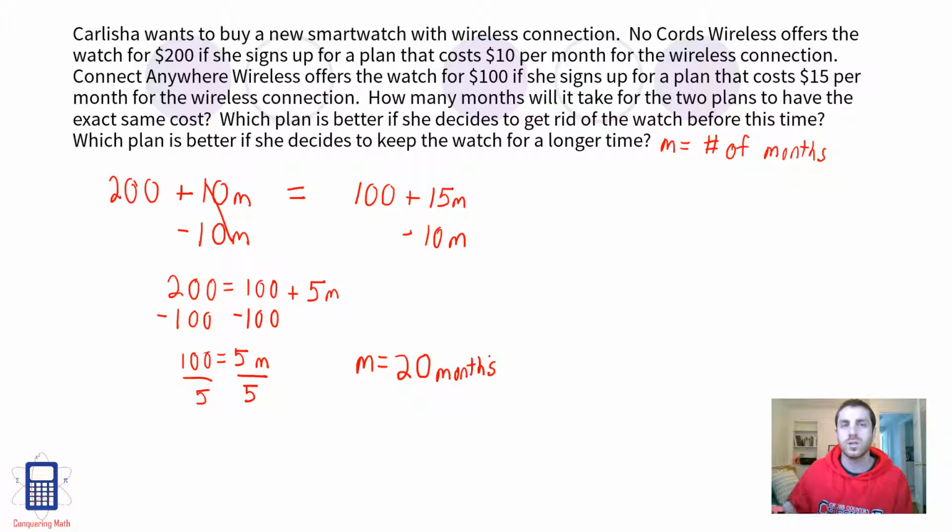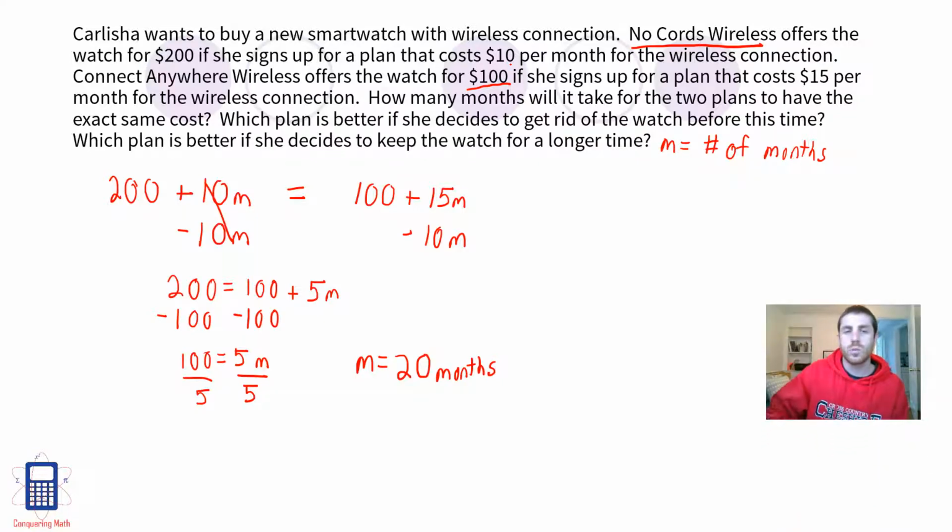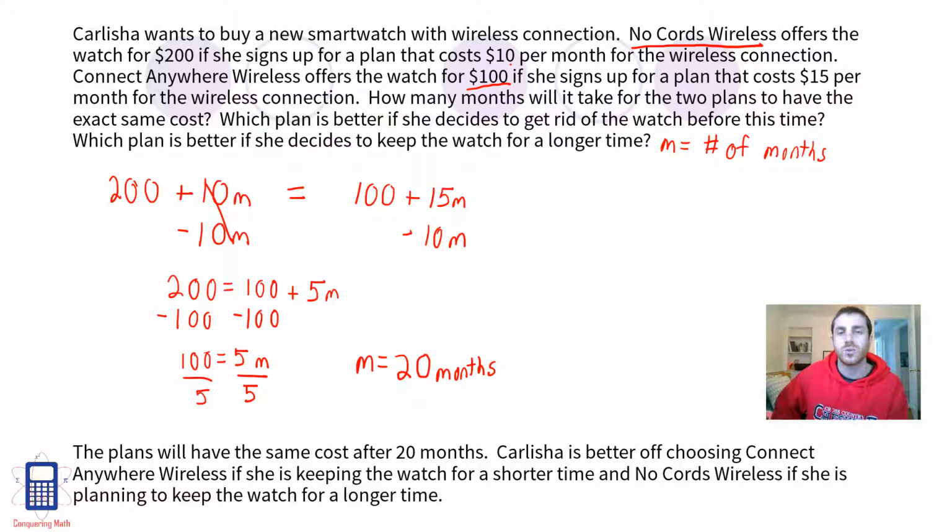So what Carlisha wants to do is, if she's going to keep it for a shorter time, she wants this plan. It has a low cost up front and a high cost per month. If she's going to keep it for a longer time, she wants this plan, the No Cords plan. Because yes, she pays more at the beginning, but she pays less per month. So if she keeps it for more than 20 months, she's paying less every single month. So what we can say is that the plans will have the same cost after 20 months. Carlisha is better off choosing Connect Anywhere Wireless if she is keeping the watch for a shorter time, and No Cords Wireless if she is planning to keep the watch for a longer time.